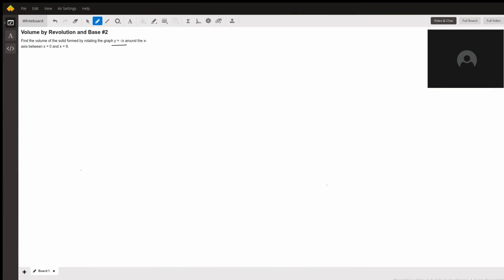Okay, so in this problem, they're asking us to form a solid by rotating this line about the x-axis. So if this is the x-axis and this is the y-axis, the line y equals square root of x looks something like this. And if we assume this is x equals 9, right there, we're going to rotate about this line.